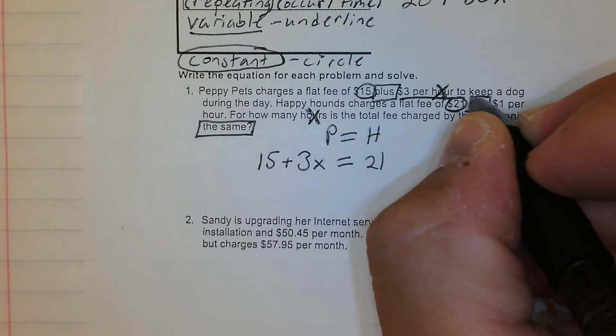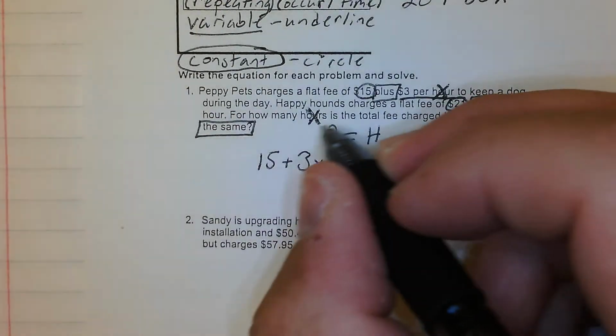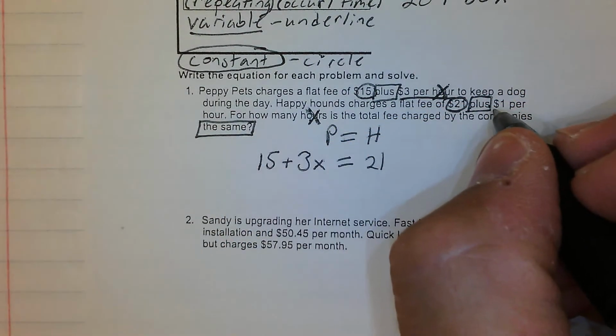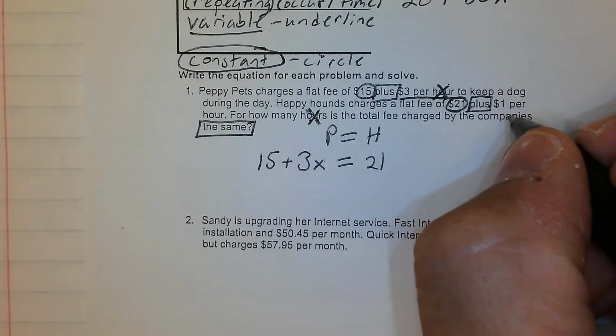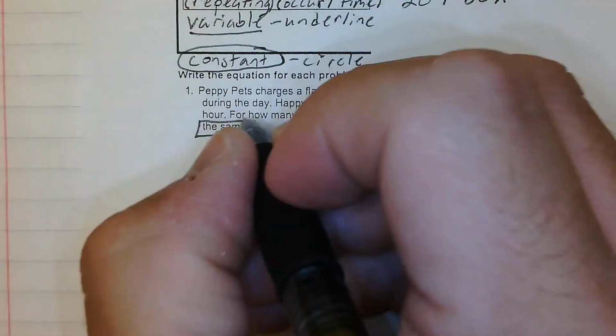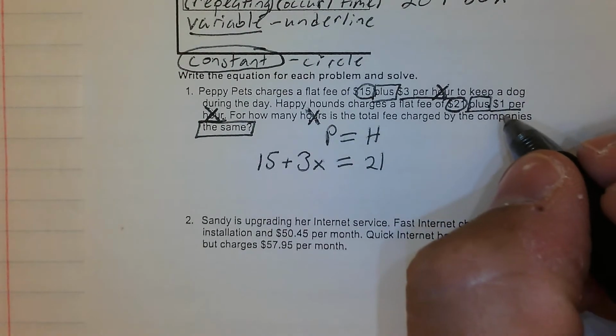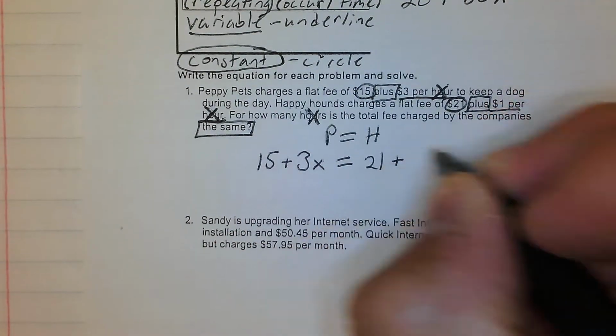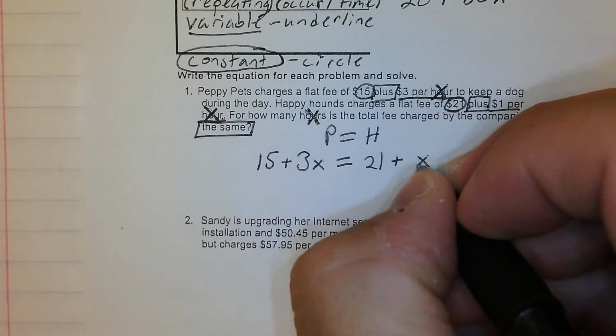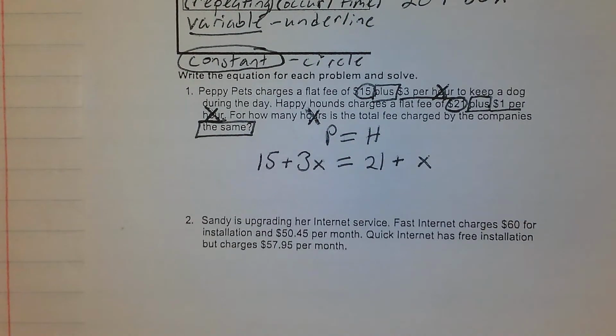Plus $1 per hour. So we're going to take $1 per hour. Okay, that means that's my variable. Per, right? X hour is my X. So I would say 1 times X, or we could just say it as plus X. There's no reason for me to put the 1 in front because it's invisible, right? So you can put the 1 in front if you want to.